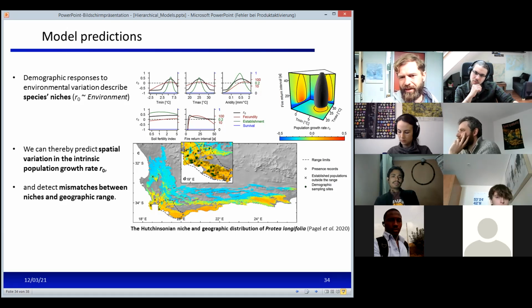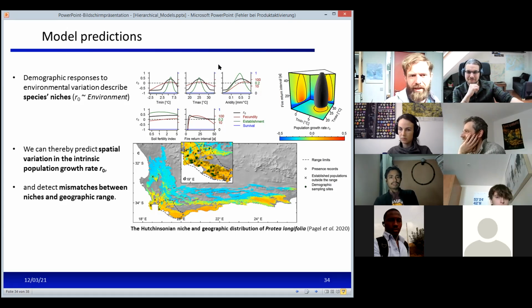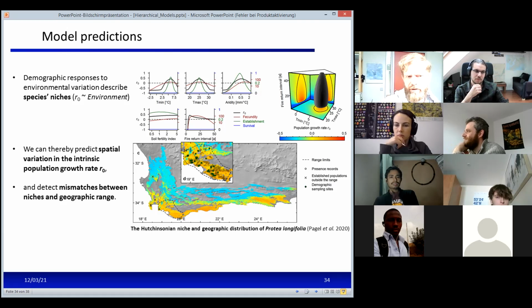So in basically 99 of 100 cases, these species are dead after fire. It makes sense, yeah. But that looks different for the resprouting species. And there we also described environmental effects on the survival rate.